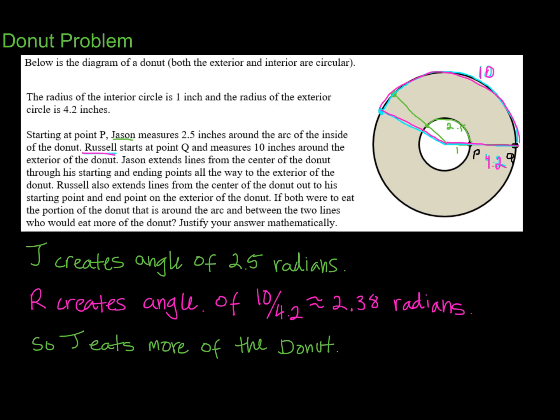But what's cool about this problem is it allows us to see how radian angle measures do not depend on how big of a circle you use to create them, because it's all about how many radius lengths are in the arc length that you create.